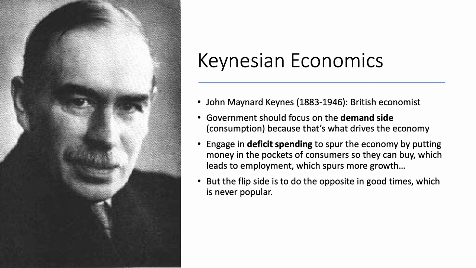This is John Maynard Keynes. And he said the focus of government policy should be on the demand side, consumption. In other words, on us. On putting money in our pockets so we can buy stuff. He said that's the key. And he's the one who said we should engage in deficit spending. Government should borrow money if necessary to stimulate the economy. Put money in consumers' pockets so they can buy things. That will lead to businesses producing things. They will hire employees. They will put out more output because we're buying more, and that will stimulate the economy.